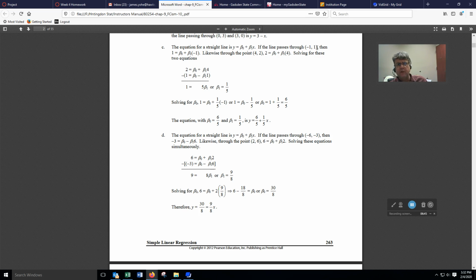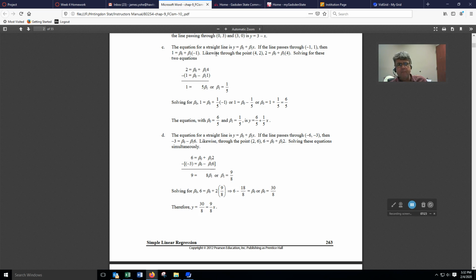Now, if the line passes through (-1, 1), okay, then we know that we can substitute this into this general equation here. So y is 1. I put that in for y. 1 is equal to, I don't have any information on beta naught, so I leave it there, plus beta 1, the slope coefficient, times negative 1. I substitute a negative 1 in there for x, because this line passes through x equals negative 1, y equals 1, and I'm just substituting in for x and y initially.